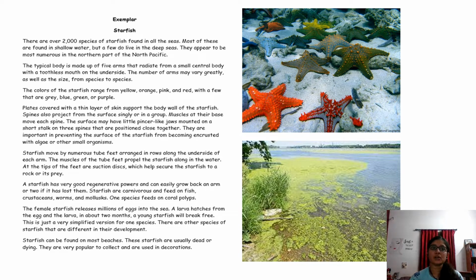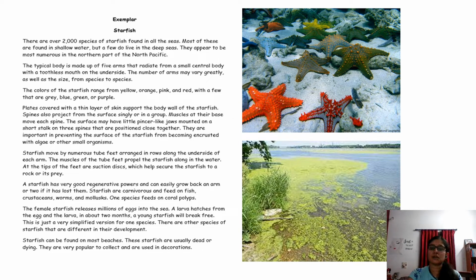The typical body is made up of 5 arms that radiate from a small central body with a toothless mouth on the underside. As you can look at the picture, it doesn't have any other body parts. It has 5 arms, generated from the center part of the body, and its mouth is underneath. So you cannot see its mouth on the top. When you look from the top side, you can find it only at the bottom side of its body.